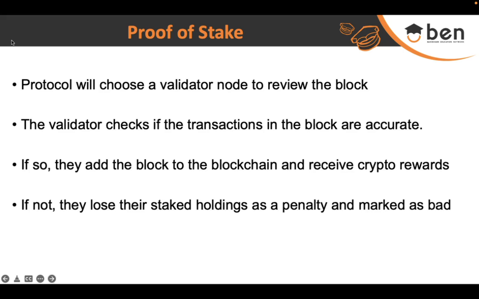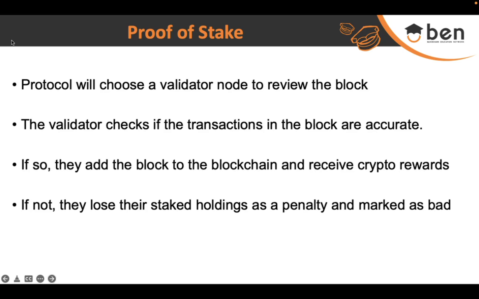But if they find out that the validator did not do the job correctly, the validator is penalized. So this is how the proof of stake protocol works, more or less. The selection criteria and the verification criteria may differ, but the overall working of the proof of stake protocol is as we have discussed.